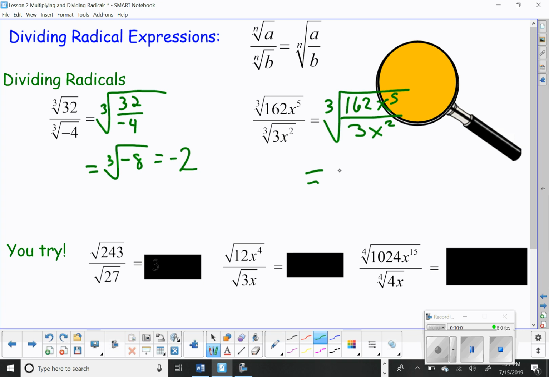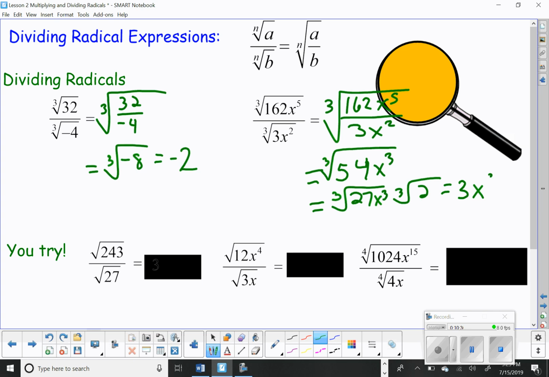3 will go into, oops, I forgot my cube root there. 54 times x to the 5th divided by x squared is x cubed. Now I have to simplify this because 54 is not a perfect cube. So I've got the cube root of 27x cubed and the cube root of 2. 27 times 2 is 54, which gives me 3x cube root of 2. Bada bing, bada boom. Okay, try these at the bottom.